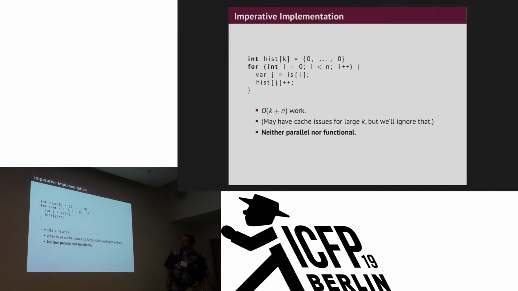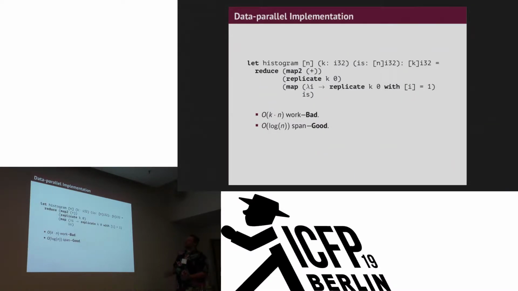Now the problem is that this is not parallel, this is a sequential for loop, and it's not functional because it uses in-place updates of the array hist. So we can write a data parallel implementation. I'm going to show it in Futhark, but there's not really anything Futhark specific going on here. I have a function histogram that takes an array of n integers, is, and an integer k, and produces an array of k integers.